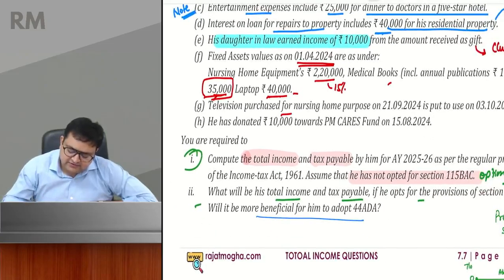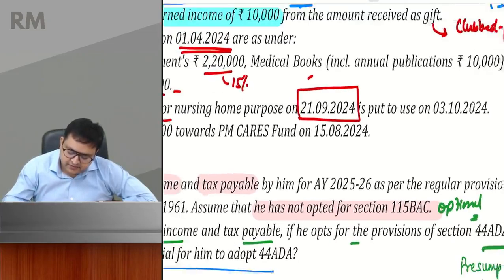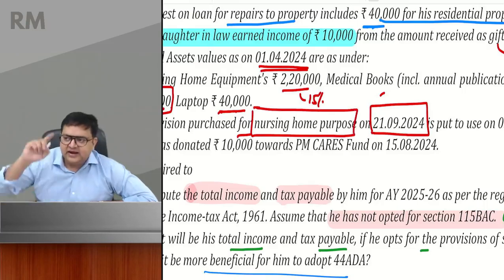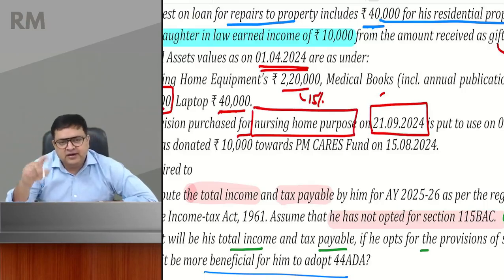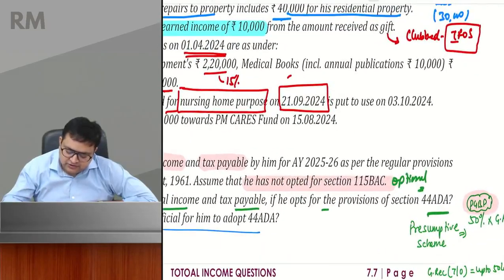Television purchase for nursing home on 21/9/24. Guys, that television purchase, we will claim depreciation also now, because it is purchased for the nursing home. It means for the profession. It is put to use on 3rd of October 2024.